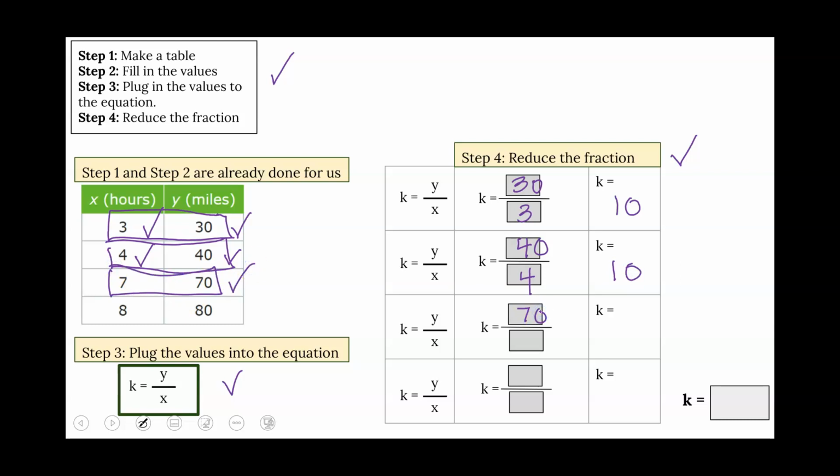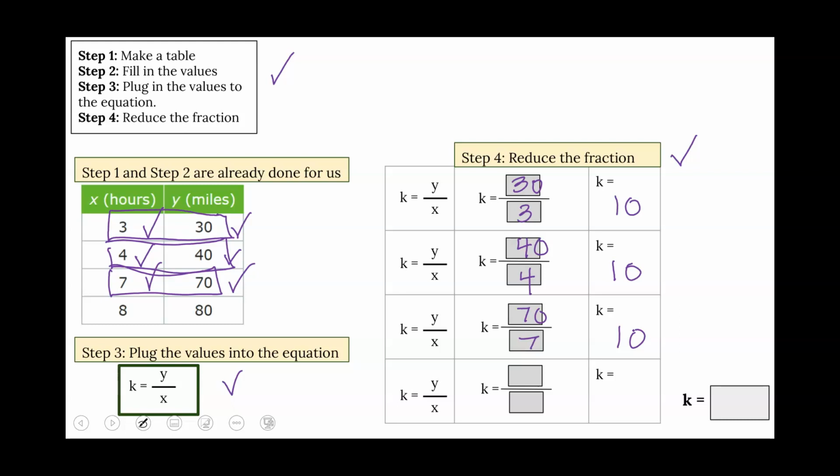70 is our Y, and 7 is our X. And 70 divided by 7 is 10. Now here's the thing. You might be saying, Miss Ramos, so far I'm noticing that once we come up with K, it's going to always be the same, right?